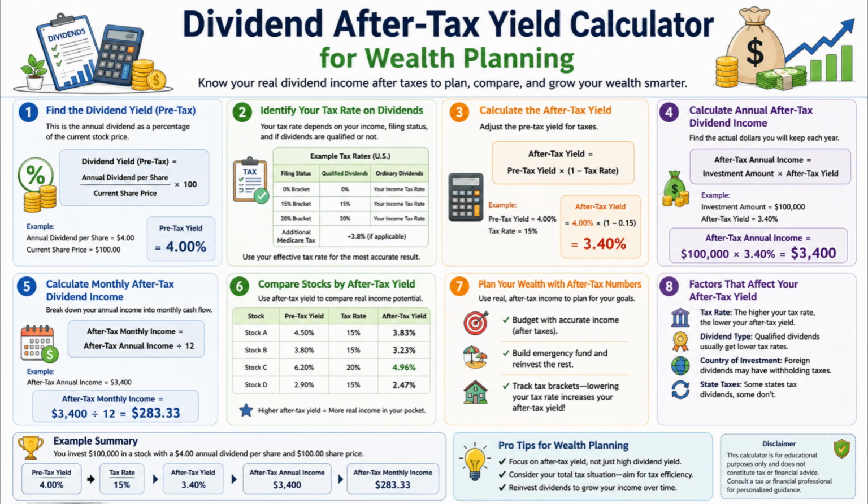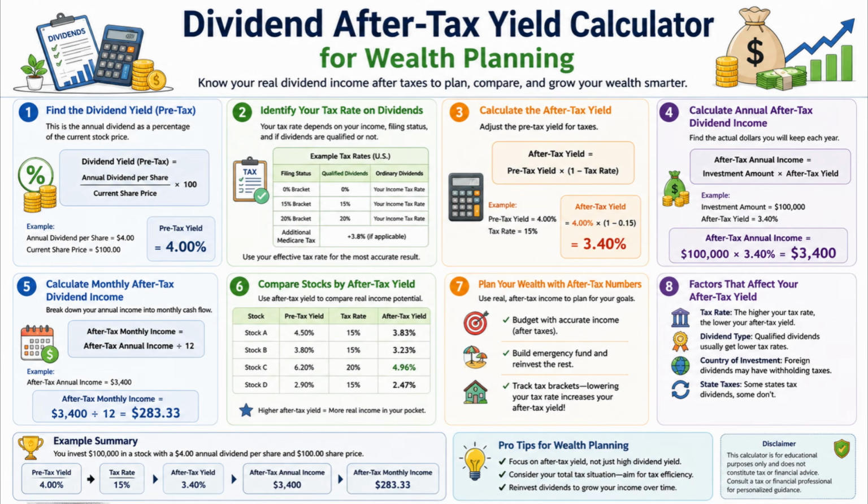Then, use this after-tax yield to calculate your real annual dividend income. For example, if you invest $100,000 and your after-tax yield is 3.4%, your after-tax annual dividend income will be $3,400. Moreover, you can divide the annual after-tax dividend income by 12 to estimate your monthly income. In this example, $3,400 divided by 12 gives around $283.33 per month.